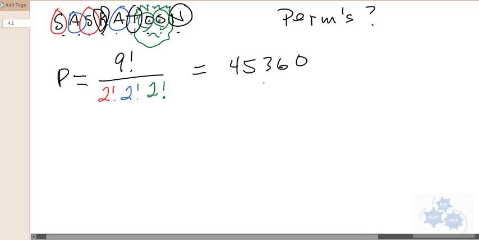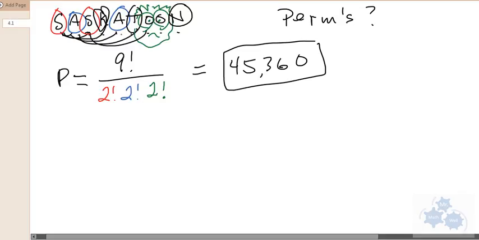Did we do something wrong? Or is it possible that we could actually have that many different arrangements? What do you think? Yeah, I think we did everything right here, guys. This is a lot of different arrangements, but even with identical letters, 45,000 different ways. Isn't that crazy? Well, you think about it. The two S's could be in different spots. That's 1 and 3. It could be 1 and 2. It could be 1 and 4, 1 and 5, 1 and 6, 1 and 7, 1 and 8, 1 and 9. And if you keep doing that, even though they're identical, we still got a lot of options there.